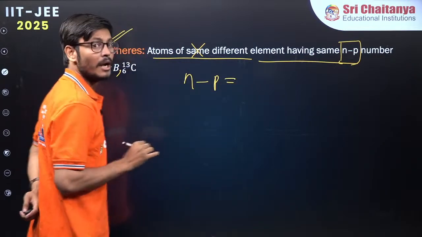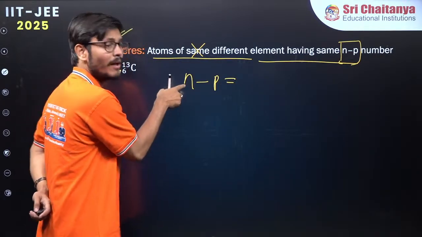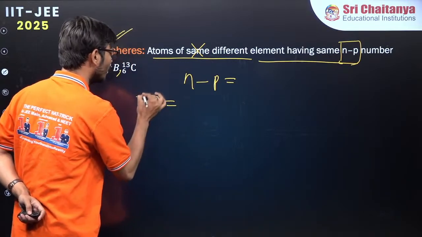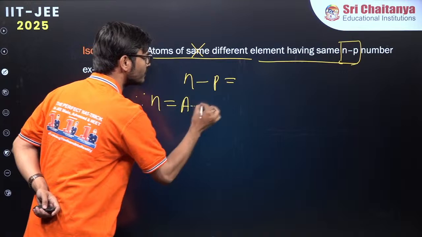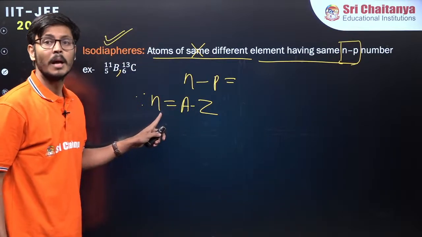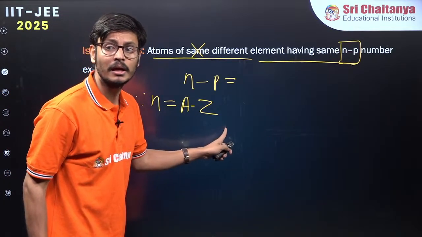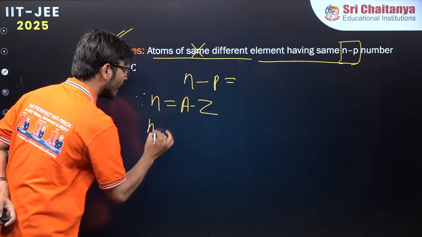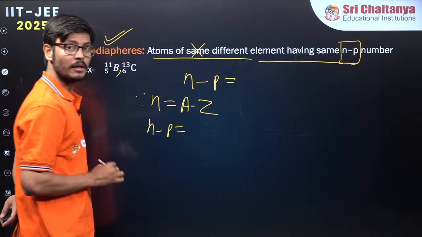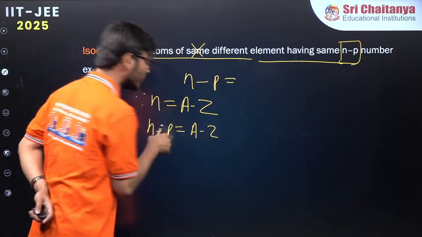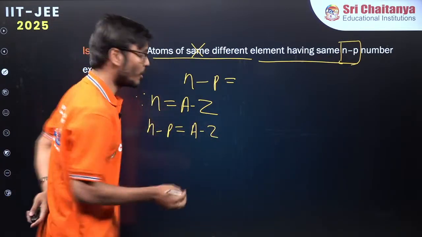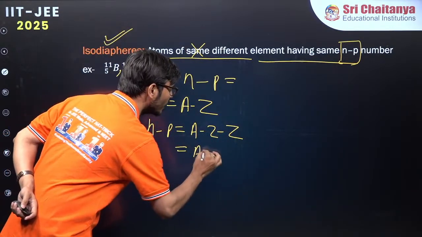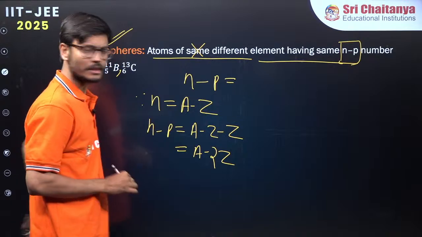We know what is n value, just now I have derived. From the isotone, I can write, number of neutron is equal to mass number minus atomic number. Therefore, what will be n minus p? A minus Z. And what is p? Number of proton, which is nothing but atomic number. So this value comes out to be A minus 2Z.